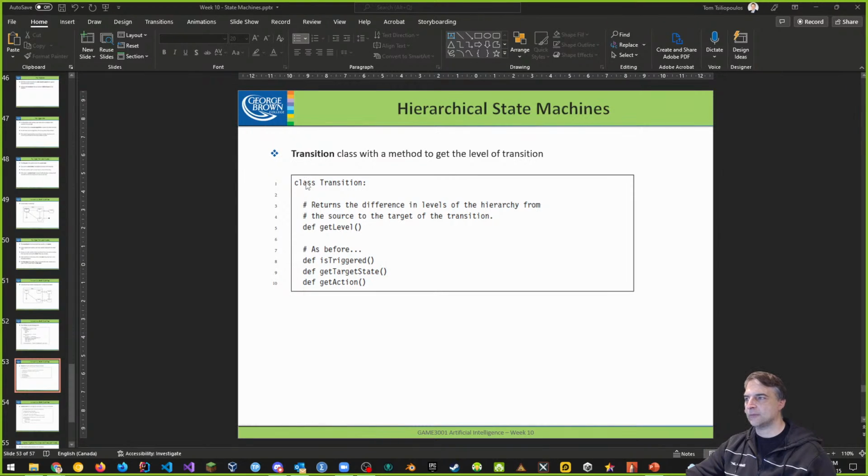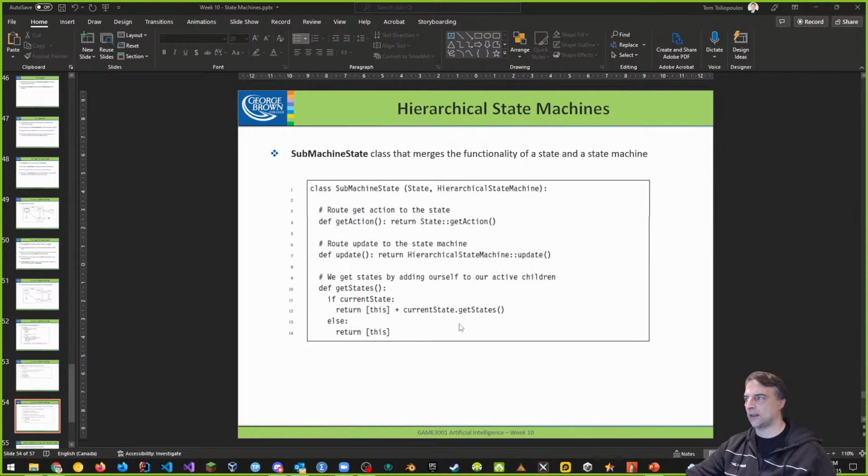The transition class, when it comes down to it, would define a couple of things. I would have get level, is triggered, get target state, and get action, right? As before, these are all things that the transition would have. All right, so that's the transition class, and your submachine state, right? So your subclass would basically inherit from the hierarchical state machine. It's going to extend the hierarchical state, and it's going to implement the state interface. That's what it's going to do.